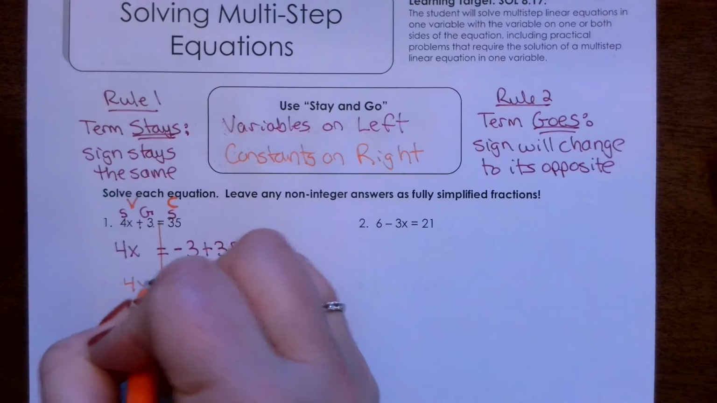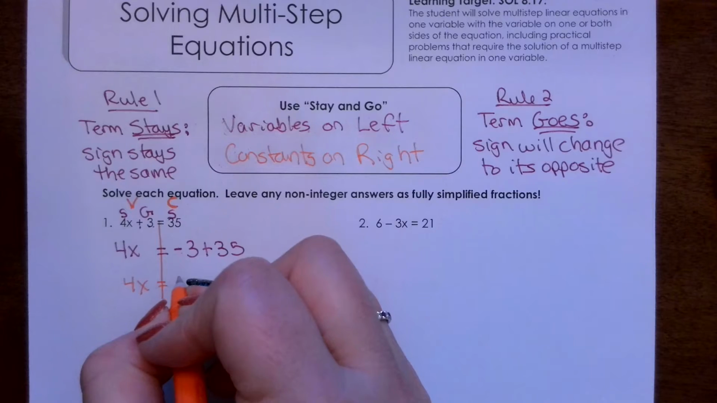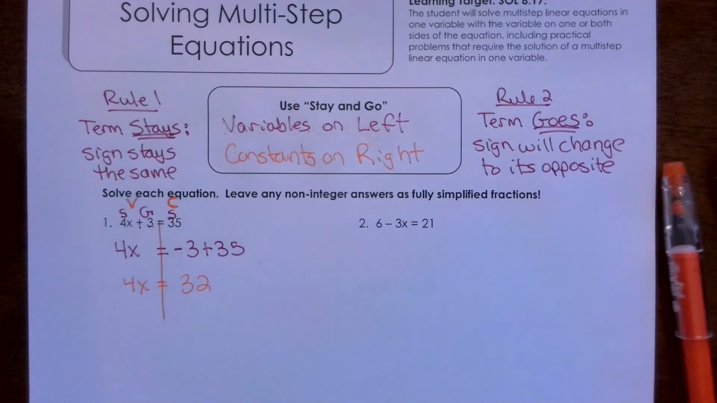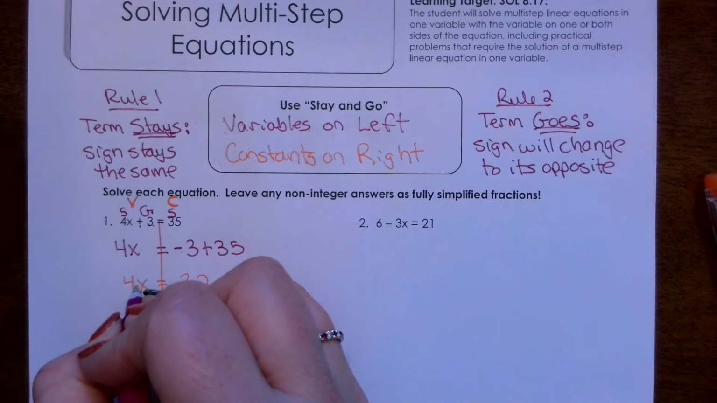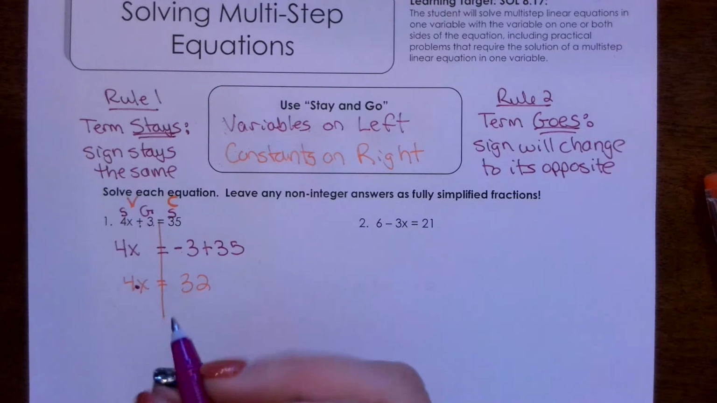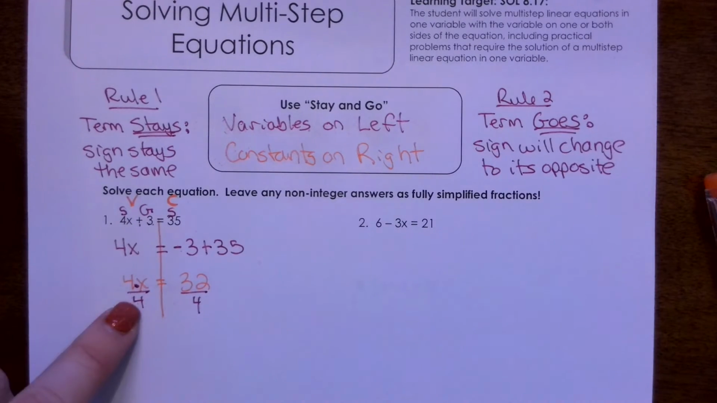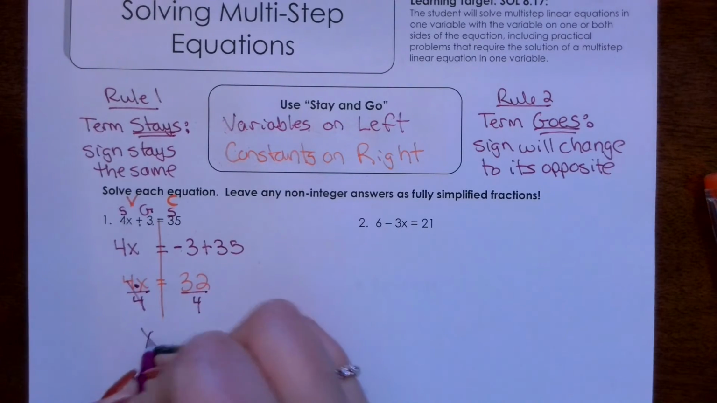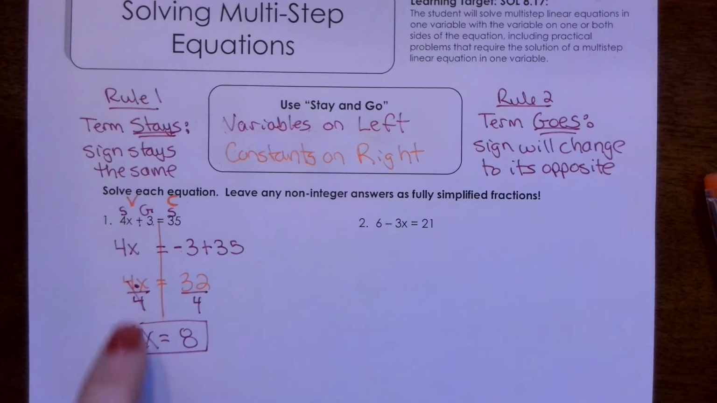Let's do a little combining over here. I've got negative 3 plus 35. Use your calculator or do this in your head. It's 32. And once I use stay and go, I should come up to one of two places. One, where I have a coefficient times a variable, and I have to use the opposite operation of multiplication, division, to solve. I'm going to divide both sides by the number with the variable, and I get x equals 8. So that's one of the things that is going to happen once you go through that stay and go process.